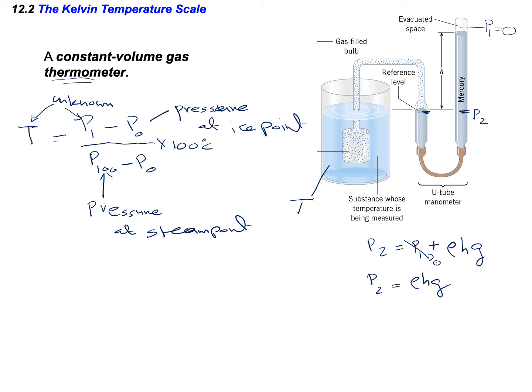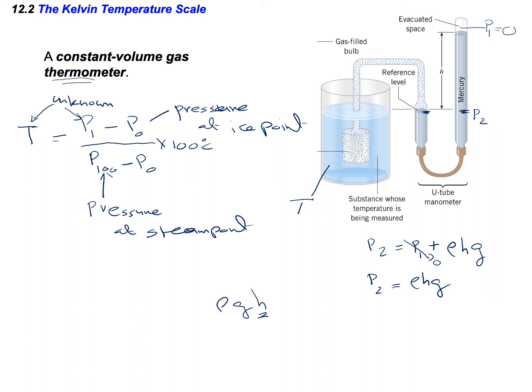So if you know the pressure of the unknown liquid, then you can use it. First you have to calibrate this thermometer with ice and steam, and write down the pressure at the ice point and the steam point. Then when you have an unknown you want to measure the temperature of, you just put it inside this bulb, wait until the mercury column rises, and then measure the h, which is rho g h.